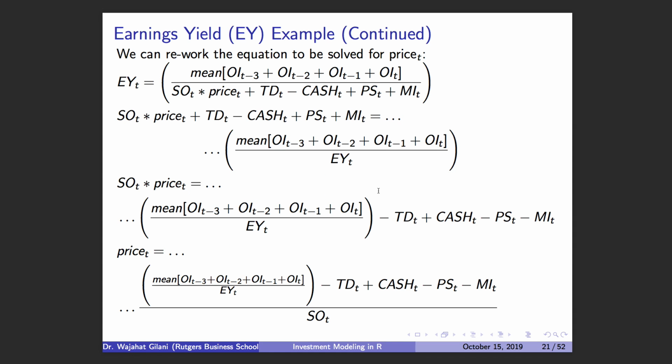Let's do this. And now you guys can see earnings yield in action, how this works. My numerator is the average of the current and previous quarters of operating income. My denominator is my total enterprise value. To answer this question, I need to solve for price. Here's the equation. I'm going to apply algebra here now, guys.